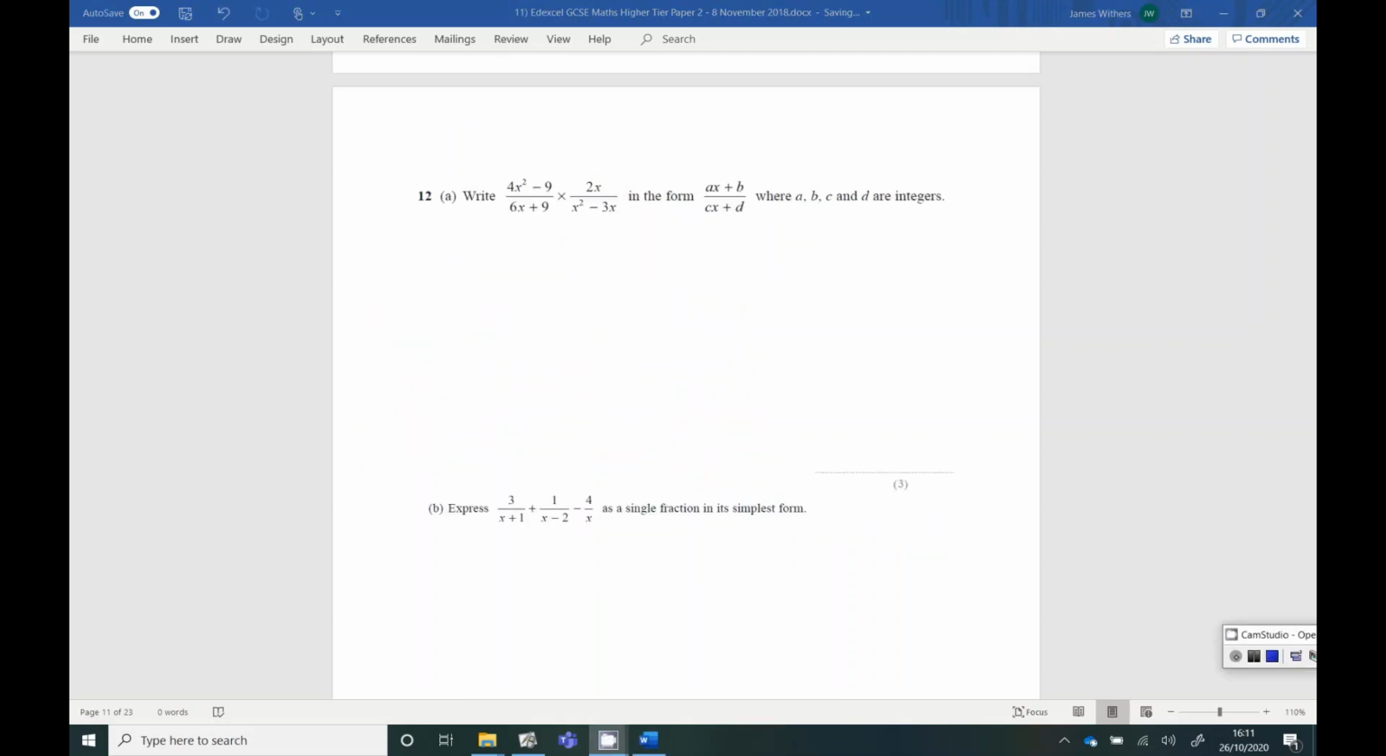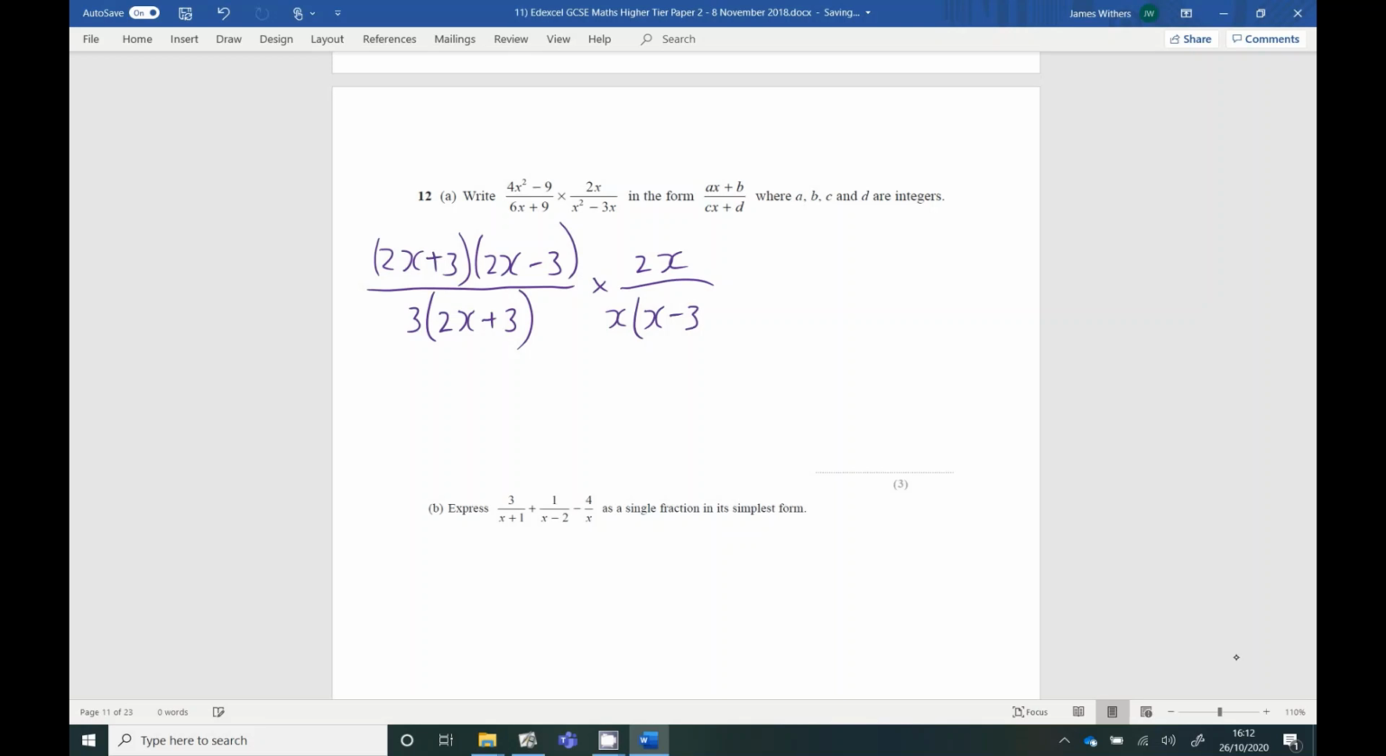12 part A, so let's fully factorise the numerator of the first term. Now this is the difference between two squares, so 4x squared minus 9 is (2x plus 3)(2x minus 3), and the denominator we can factorise and take a 3 outside the bracket, leaving us with a 2x plus 3, and then we can factorise the denominator of the right hand side to give us that.